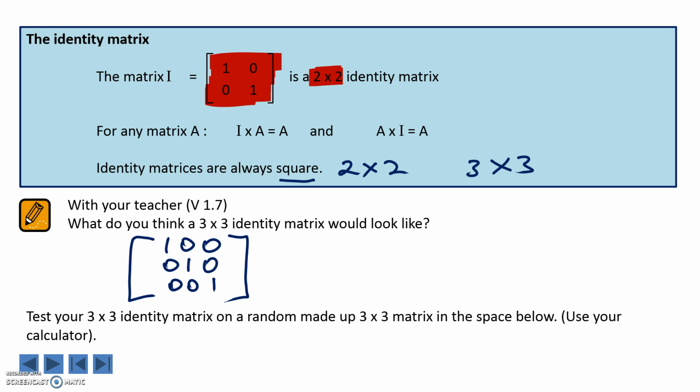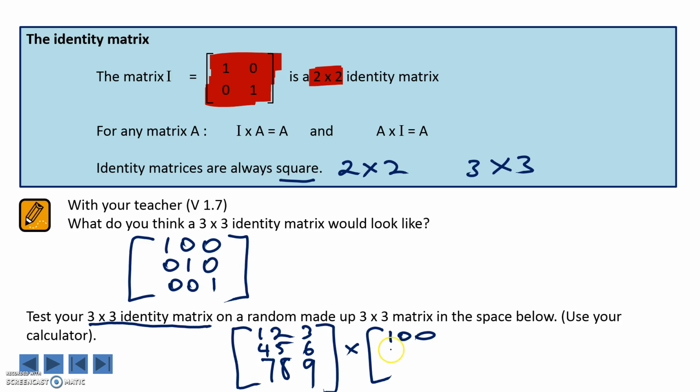So you need to remember that and have that on your formula sheet as well. Using your calculator, we're going to test the 3 by 3 identity matrix on just a random made up matrix. So I'm just going to make one up. I want you to use your calculator to do this. 1, 2, 3, 4, 5, 6, 7, 8, 9, 3 by 3. And I'm going to test that this is going to result in this being the answer. Okay, that fits with our rule. Your matrix, or matrix A, times an identity matrix will equal matrix A. I want you to do that in the calculator to show that that is true.